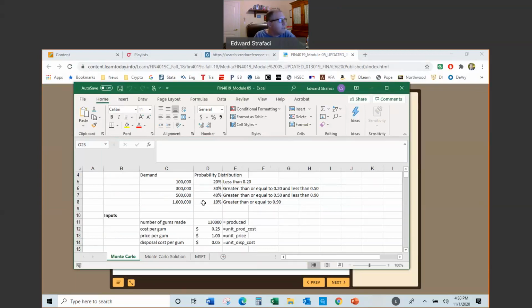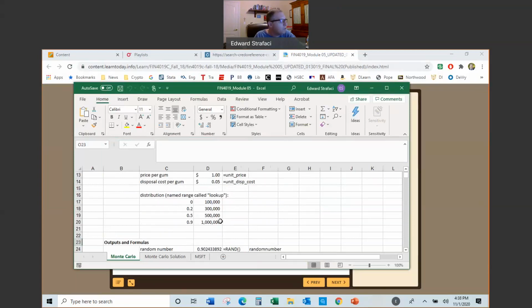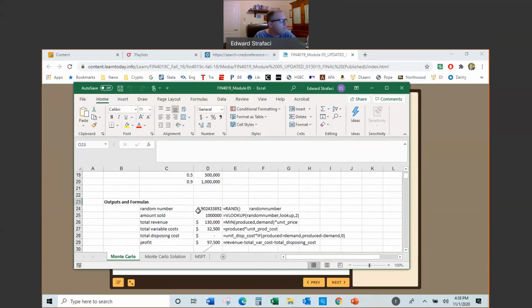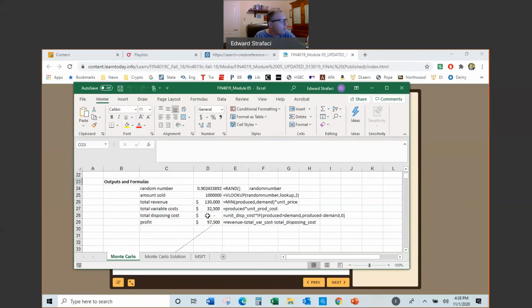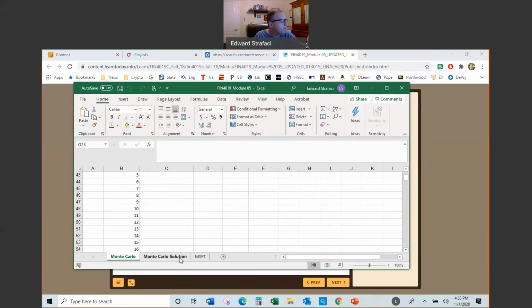So you see where this is the bigger average right here. And this is the gum that we're making. This is the cost per gum. This is the price per gum. And this is disposal per unit of gum. And so we do this distribution, and we're going to get this random number generator in terms of what we sold, what our revenue is, and what our costs are. That's what the Monte Carlo simulation does.